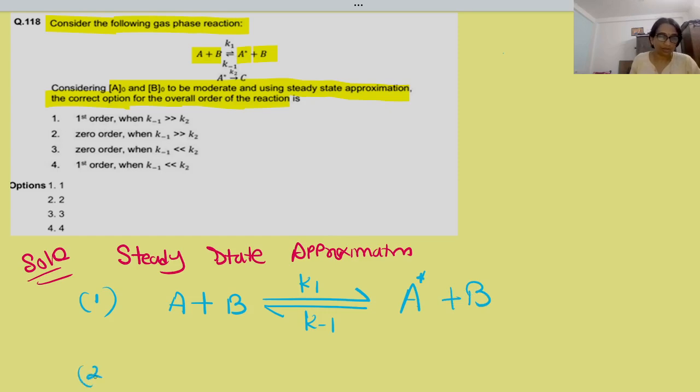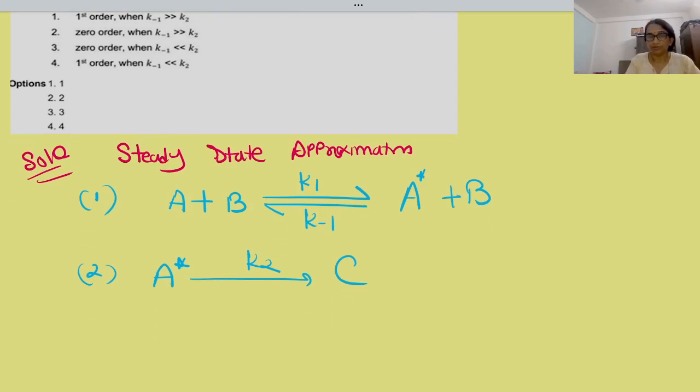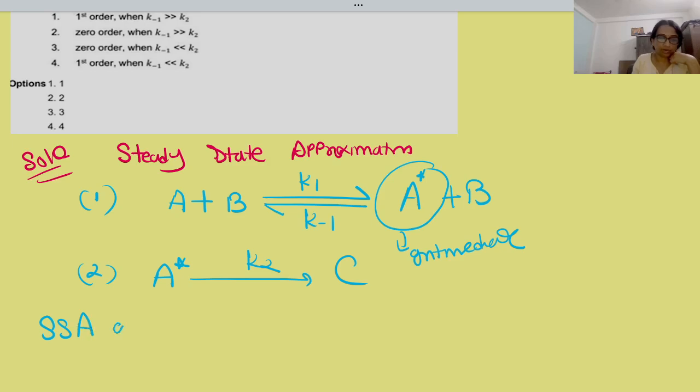Now step number 2: in this step, A star is converted into C. Now for the steady state approximation, this A star is an intermediate, which is formed in our reaction. So now we apply the steady state approximation on the intermediate. How do we calculate it?